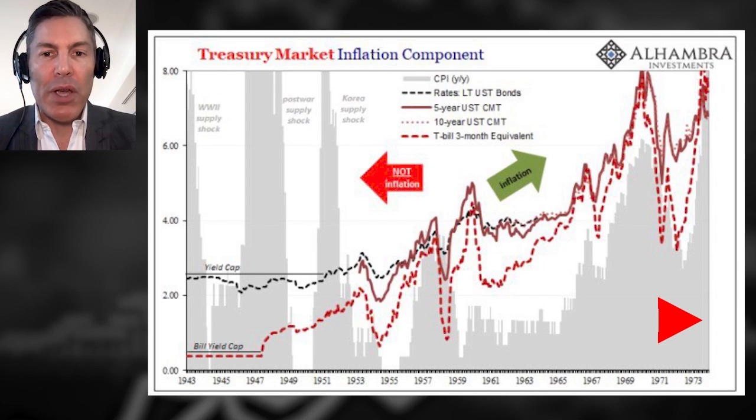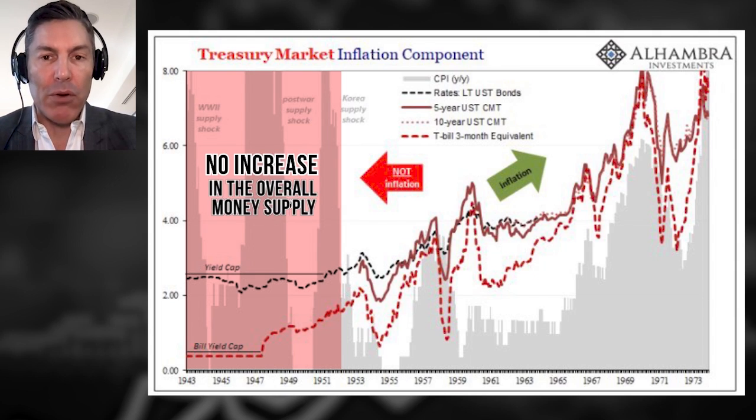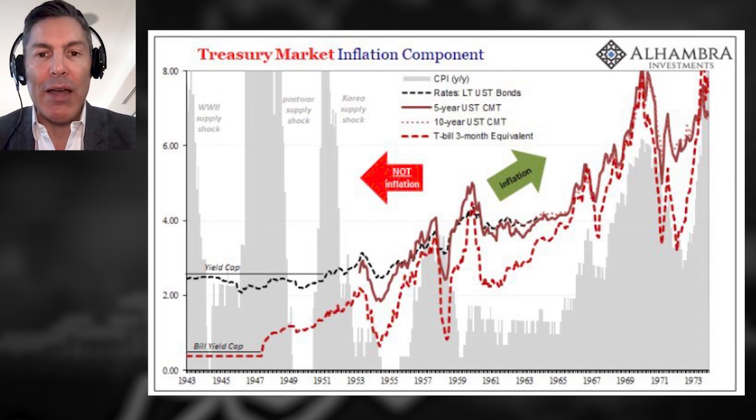So Jeff's main point is in the 1940s, the bond market was actually telling us that there wasn't an increase in the overall money supply or dollar supply, as I like to say. And therefore, those quick bursts of consumer price inflation didn't necessarily imply that the price inflation was going to be sustained over the long term. And maybe more importantly, it didn't necessarily imply that we were going to see much higher interest rates in decades to come.